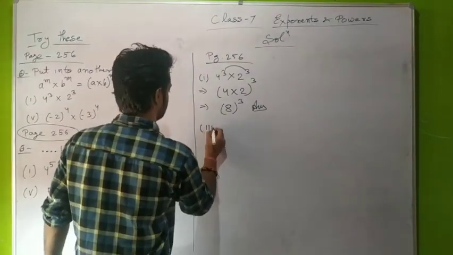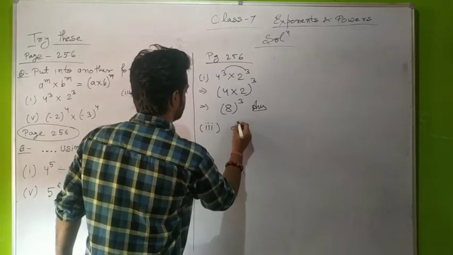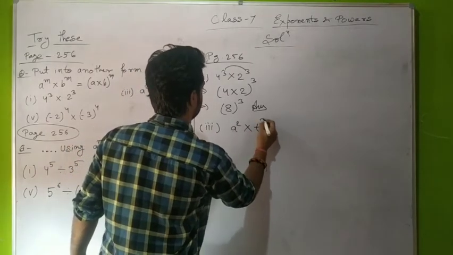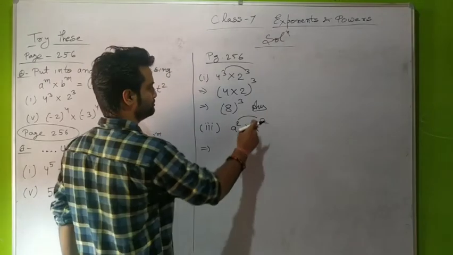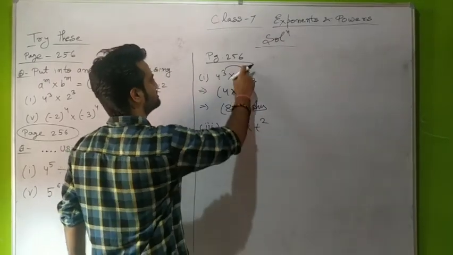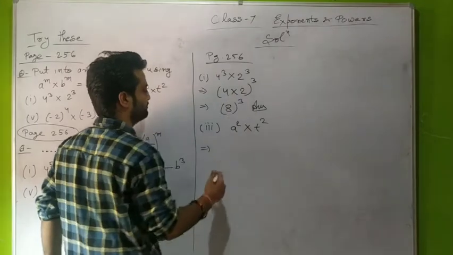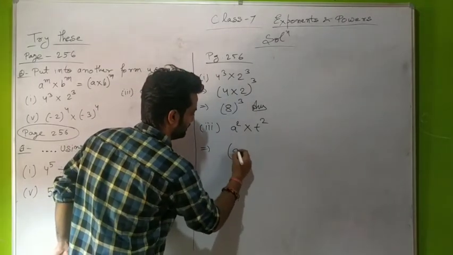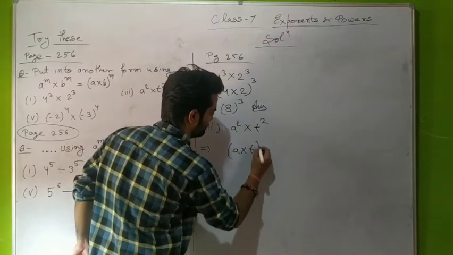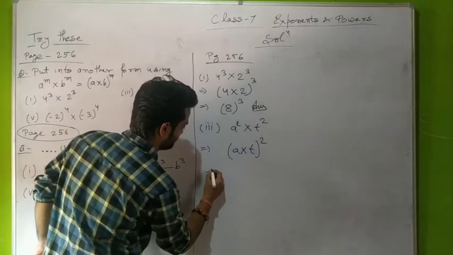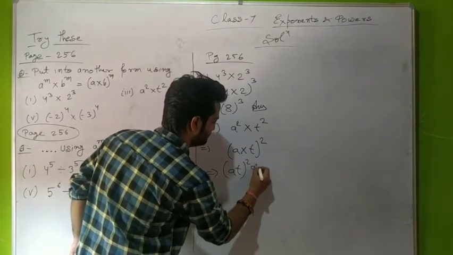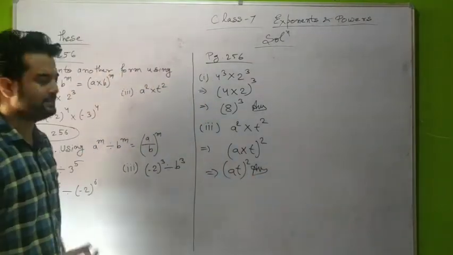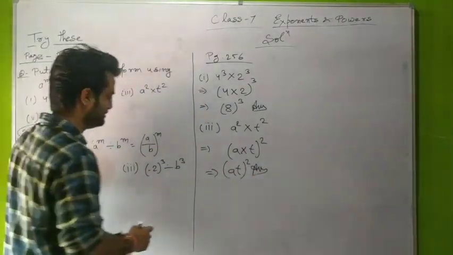Third question, a square into t square. Here the same exponents are 2. We do not need to write this, I just wrote it for notation. So it will be a into t raised to the power 2, that is at raised to the power 2. Easy? Let's come to the fifth one.